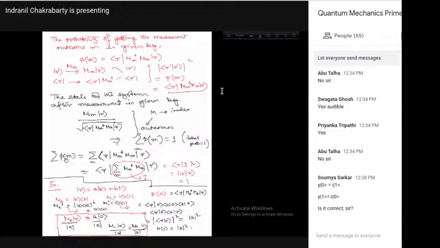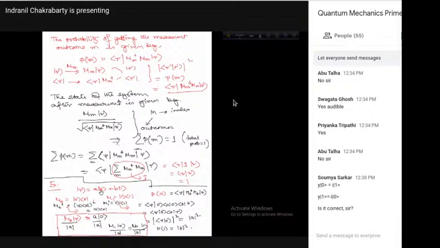Suppose you take the summation of p_m, where p_m can be written as the summation over m of psi dagger M_m dagger M_m psi. Now if you take the summation sign inside, by the completeness condition, the sum of all these measurement operators M_m dagger M_m will be identity. So this will be psi I psi, and psi psi is equal to 1. So the total probability will come out to be 1, right?